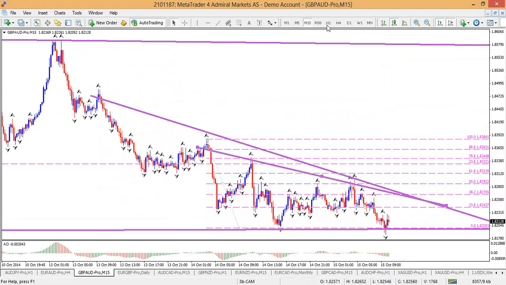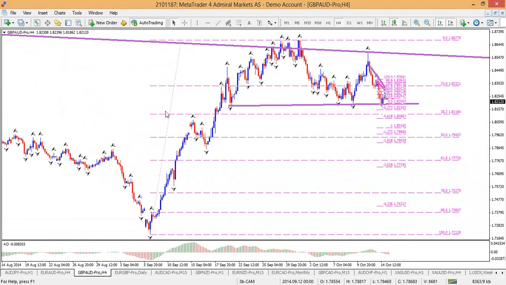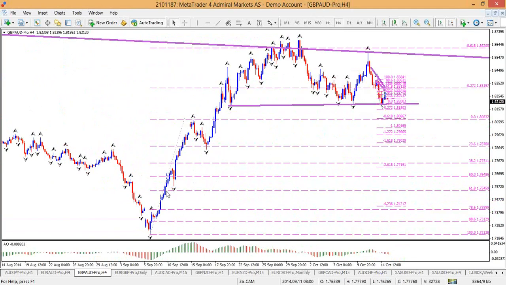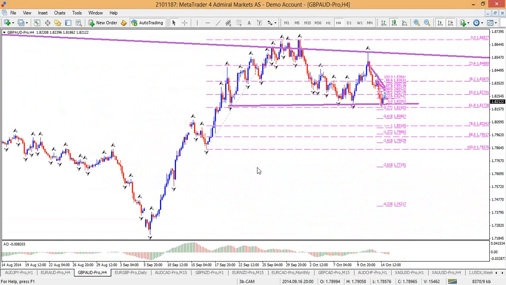Let's take a look at the hourly. On the 4-hour, the fib would be, let's take a look. On the 4-hour, we're still retracing this fib. And we bounce off the 61.8. But price could still bounce off the 78.6, and the fib would still be valid.